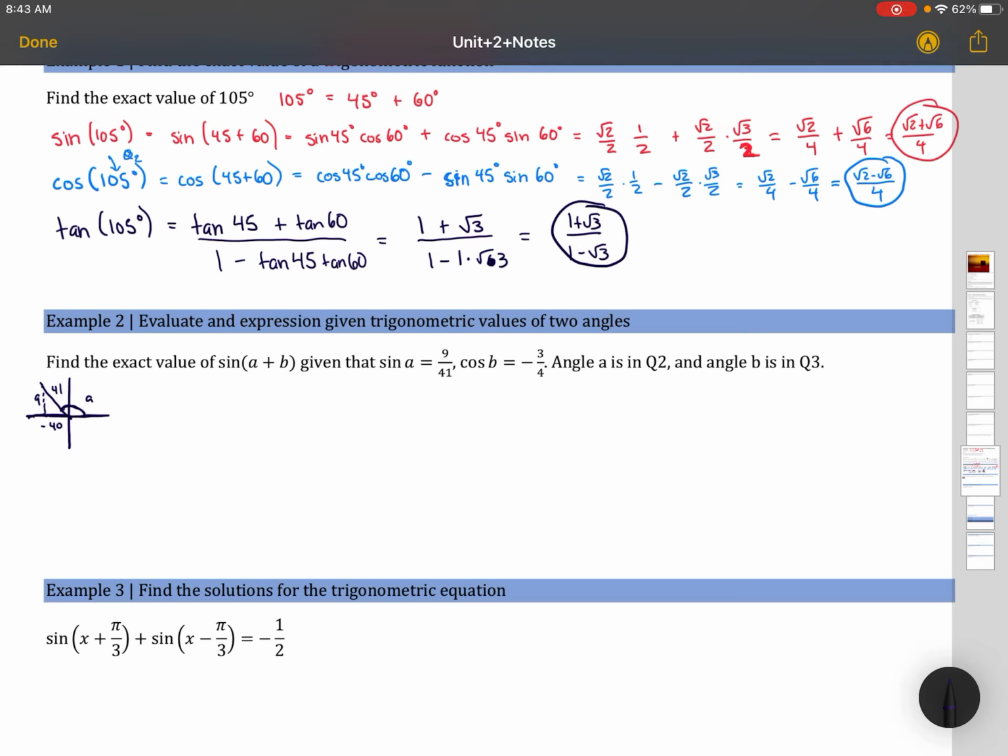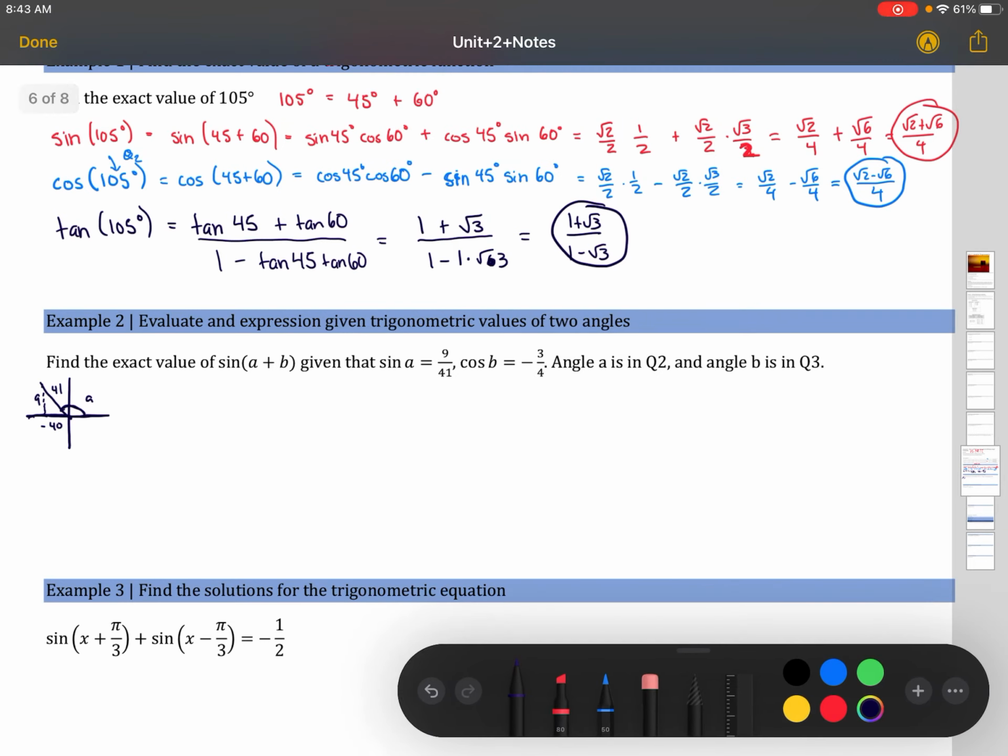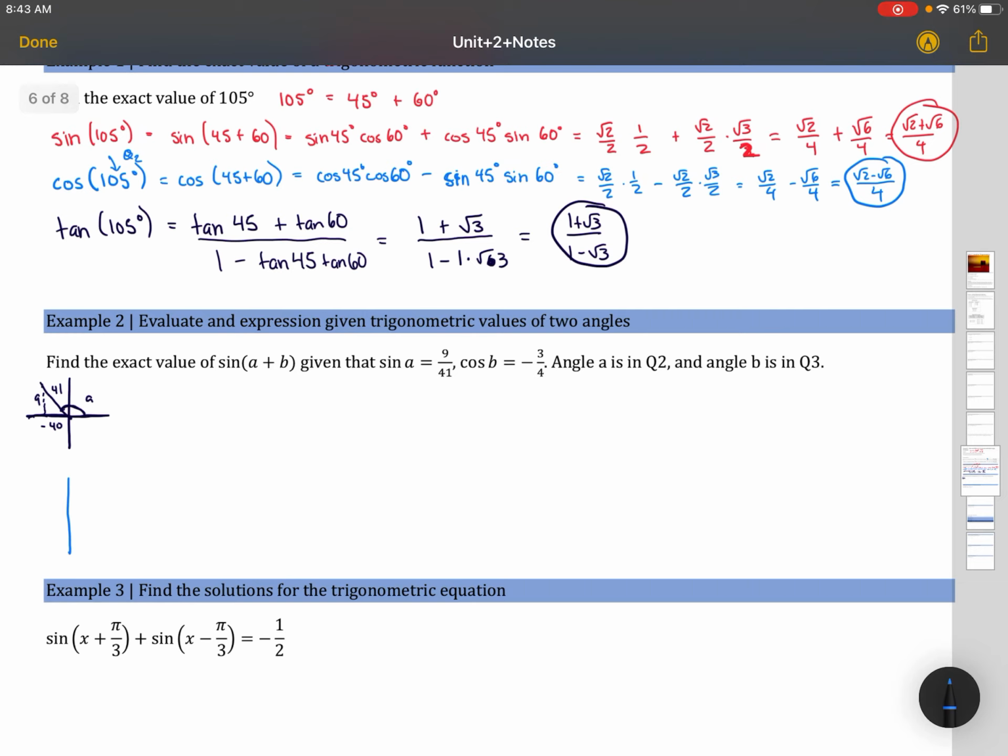And so then angle B is in quadrant 3. Let's do that in a different color. Let's go with light blue. So now angle B is in quadrant 3. So it has a cosine of negative 3 over 4. So let's go all the way over here. So we'll say this is angle B. So that is angle B right here. And if the cosine is negative 3 over 4, that means that the x side is negative 3, and the hypotenuse is 4. Yeah, we'll just go with that. I didn't feel like doing the Pythagorean theorem.